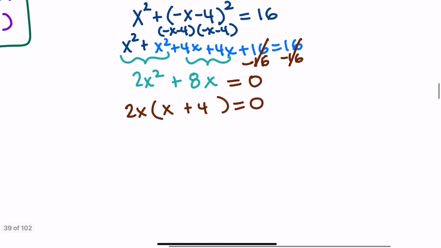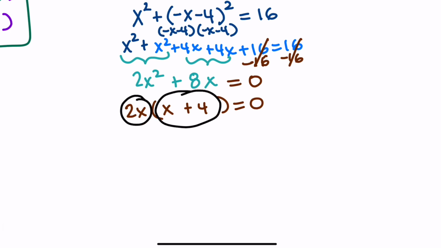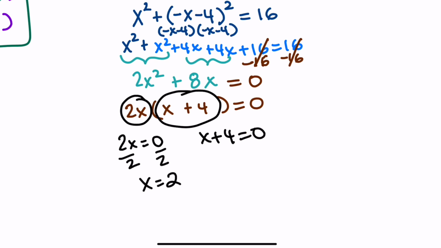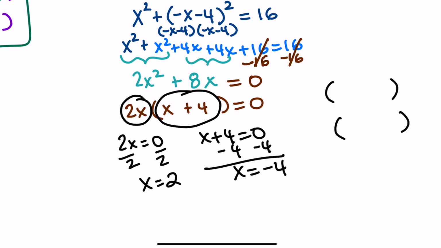Since we have two pieces that equal 0, we're going to use our zero product property. When two things multiply to equal 0, either the first one has to equal 0 or the second one has to equal 0. So we're going to divide by 2 on both sides of the equal sign. X equals 0. We're going to subtract 4 from both sides of the equal sign, and x equals a negative 4. We're going to have our points. Our first x is 0. Our second x is a negative 4.